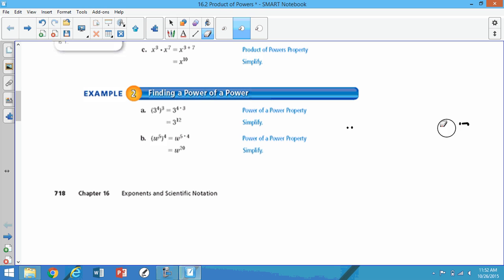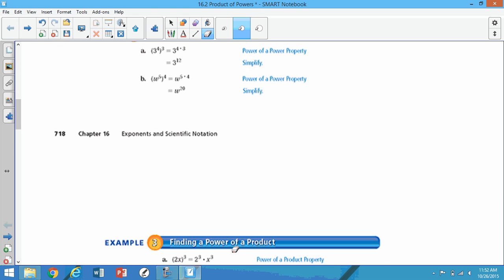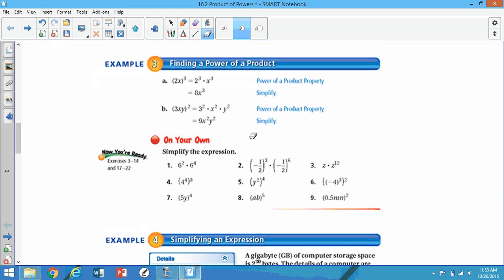And then the last example is when you're finding a power of a product. So if you have (2x) cubed, that means 2 cubed times x cubed. Now the benefit of that is, this is a perfect example, you would separate those because you can solve 2 cubed, but you can't solve x cubed because you don't know what x is. Okay? And you will see that a lot in algebra.